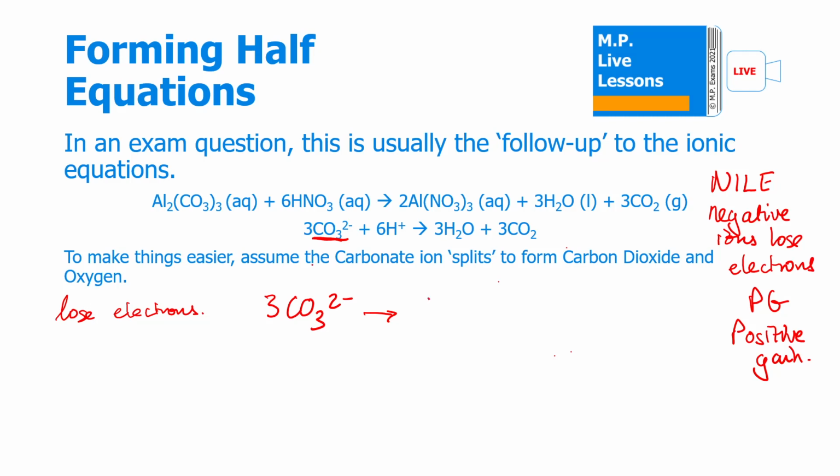Now this forms carbon dioxide and oxygen, as well as, since there are 2 minus each here, 6 electrons. And to balance this, we've got 3 carbons on each side. We've just got to write O as it's on its own, like this.